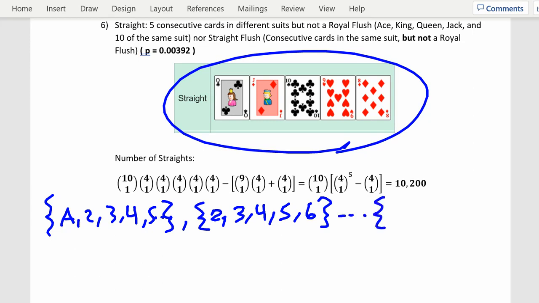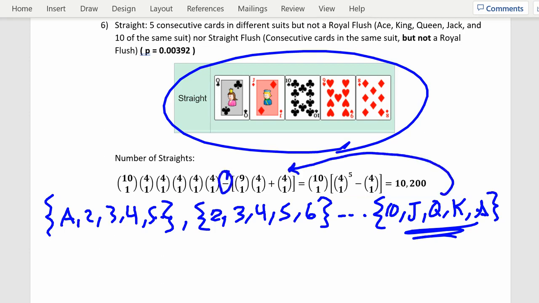The 10th one would actually be that last one is going to be 10, jack, queen, king, and ace high. Remember, this is a royal flush, right? So we're actually taking out, that's where this is being taken out here. See, we're subtracting it out. Okay, so the one just before it, which is permissible, is going to be 9, 10, jack, queen, and king.